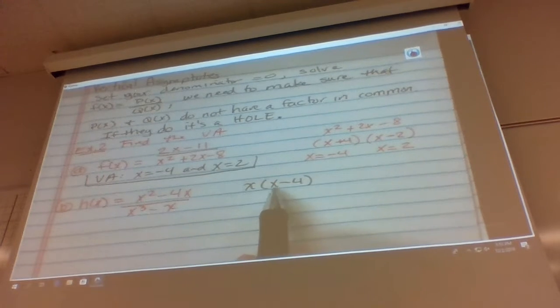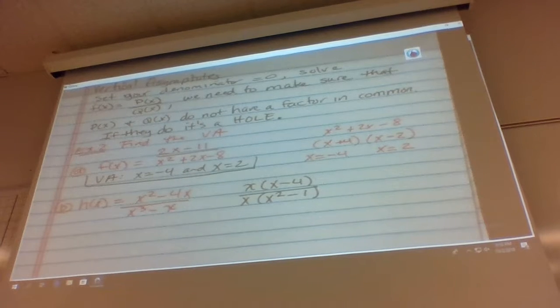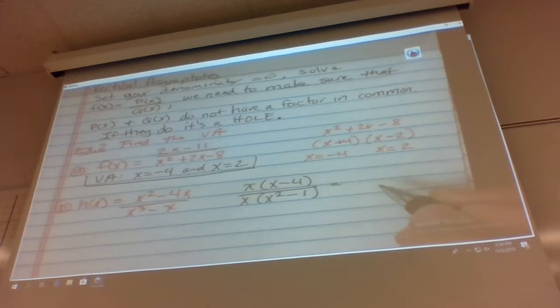Can I factor that any further? Yes. It is x squared minus 1, a difference of perfect squares. Can you take the square root of 1? Yes. What is it? x plus 1, x minus 1. This is still x, and this is an x minus 4. It's like if I had x squared minus 16, it becomes x plus 4, x minus 4. We talked about the difference of squares earlier.